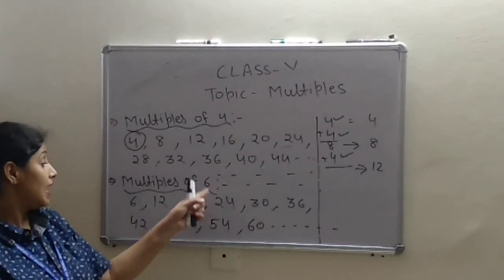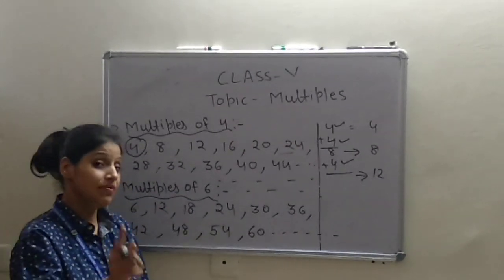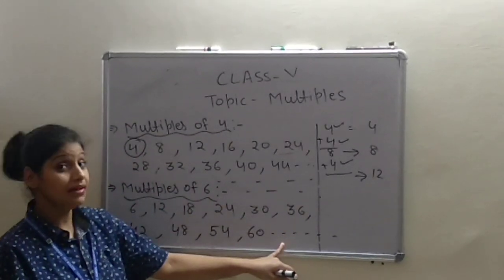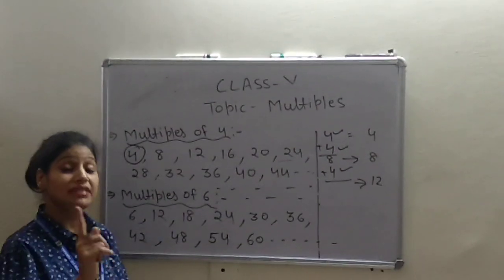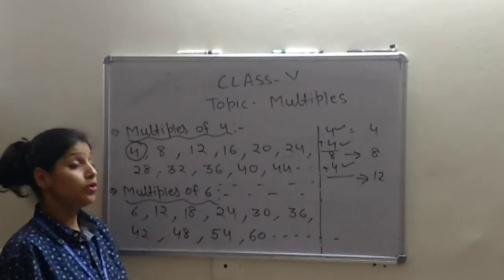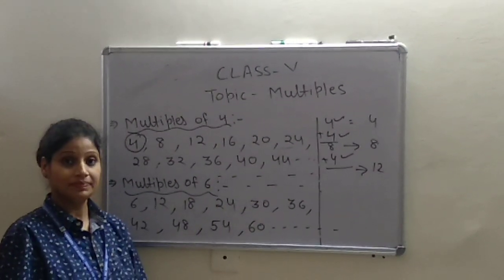Here I would like to draw a thin line of difference between factors and multiples. We can say multiples are unlimited but factors are limited. Now what will be my next step? My next step will be showing you the difference between factors and multiples. Alright?